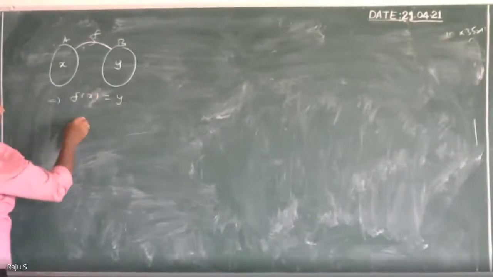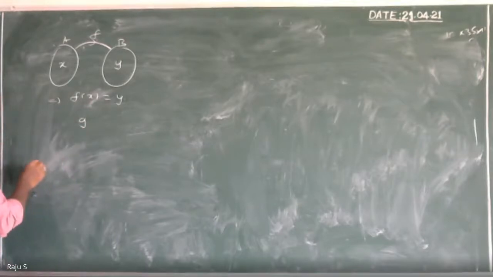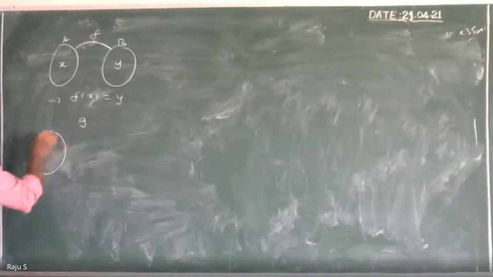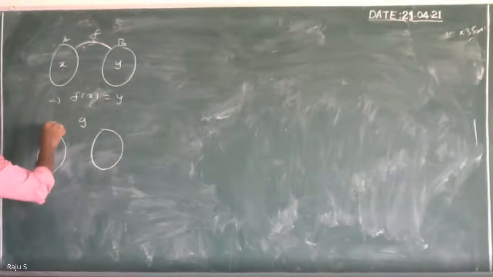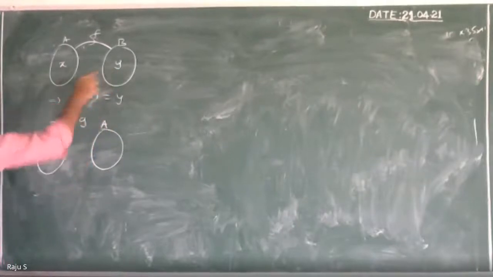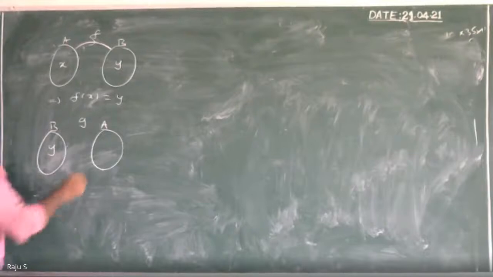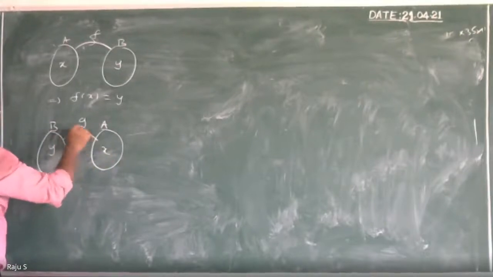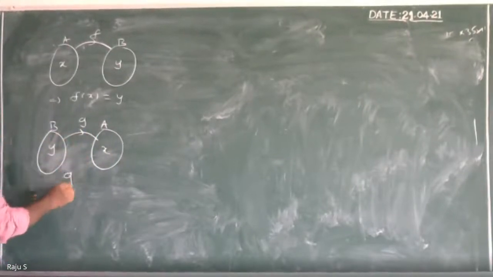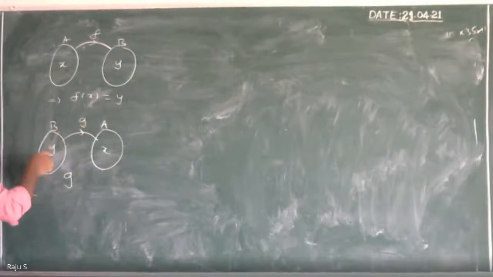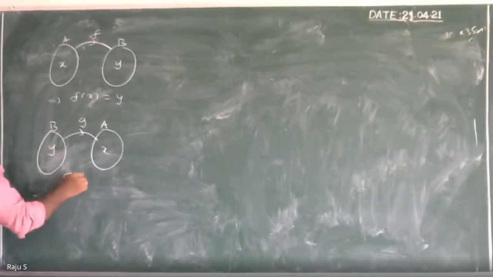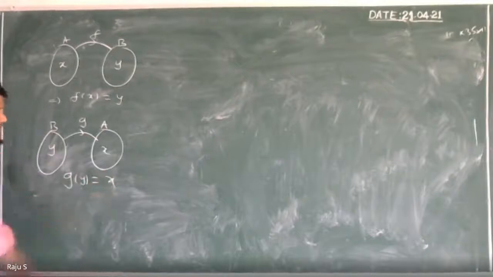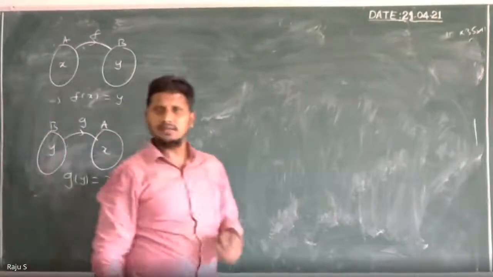I'm going to take another function or another mapping, like g. g is a mapping from again B to A. So B has y and A has x. So g is a mapping from B to A. How can you write here? The image of y with respect to g is equal to x. We can easily write like this.